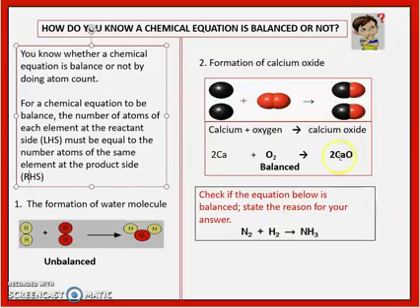Then this is oxygen. 2 oxygen atoms, because this 2 is for everything including oxygen. So 2 multiply oxygen will give you 2 oxygen atoms. So we have 2 calciums at the right hand side. Sorry, we have 2 atoms of oxygen at the left hand side, and we have 2 atoms of oxygen at the right hand side. So this equation is balanced.